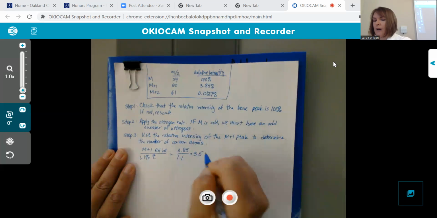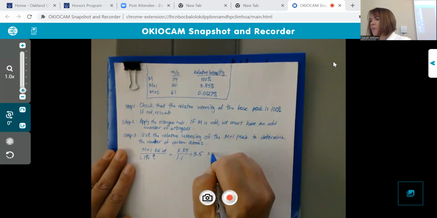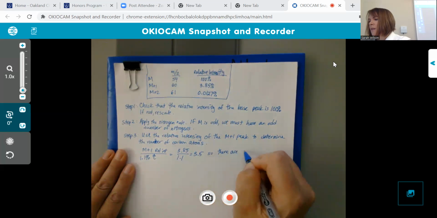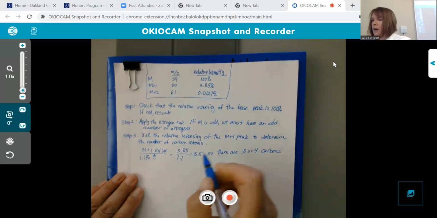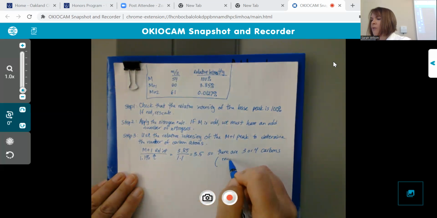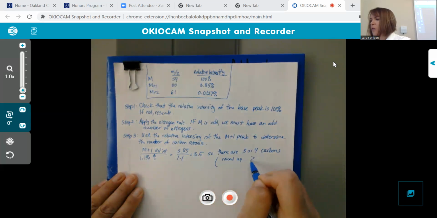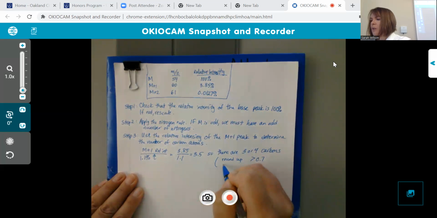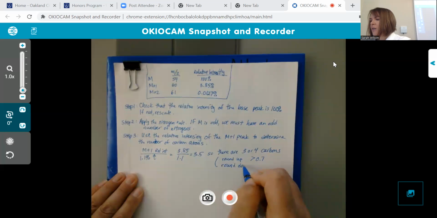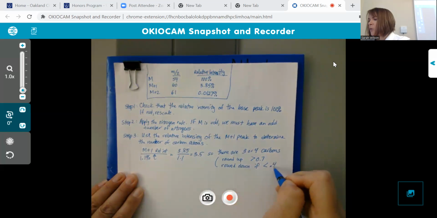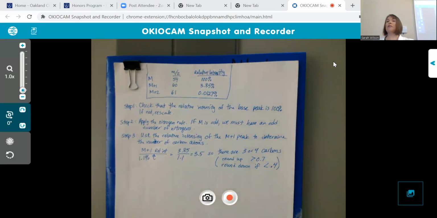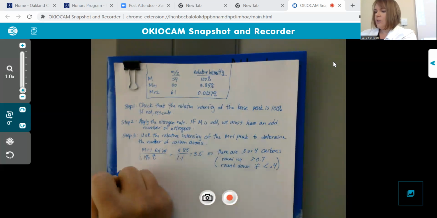So that equals 3.5, which means there are 3 or 4 carbons in our molecule. The rule on this is we round up if greater than 0.7 and round down if less than 0.4, but this is exactly 0.5. So we're going to have to see how things go. Just stick a pin in it for right now that it's either 3 or 4 carbons. And then we're on step 4.